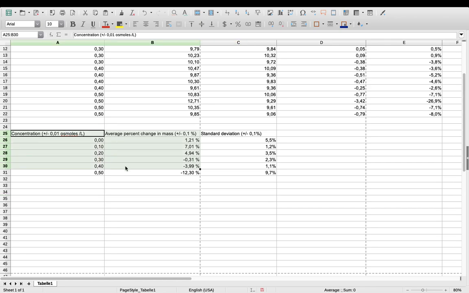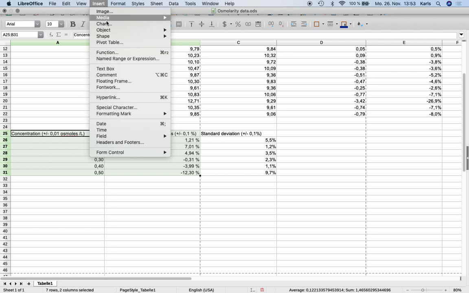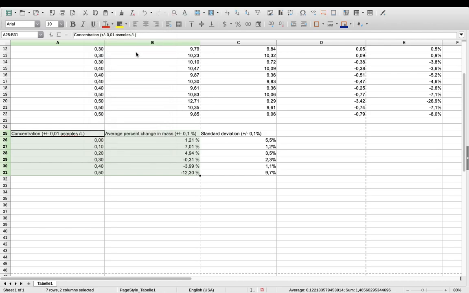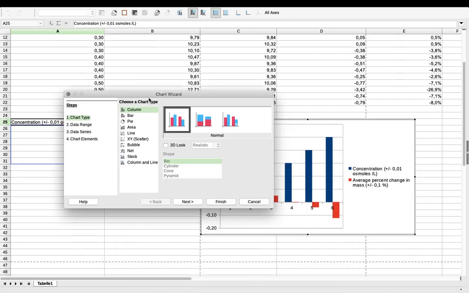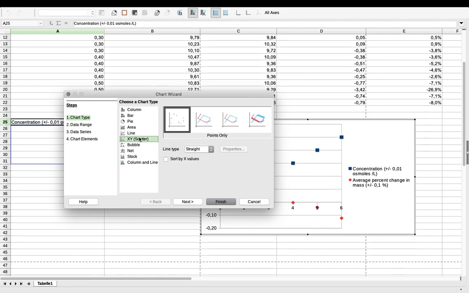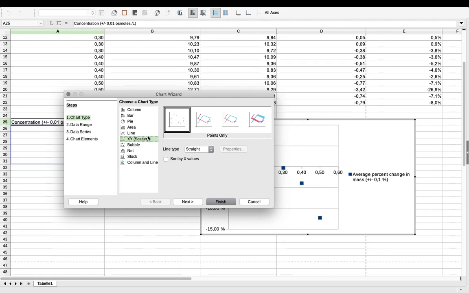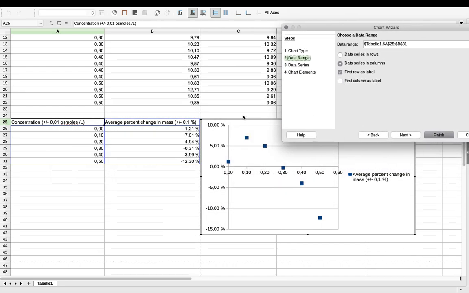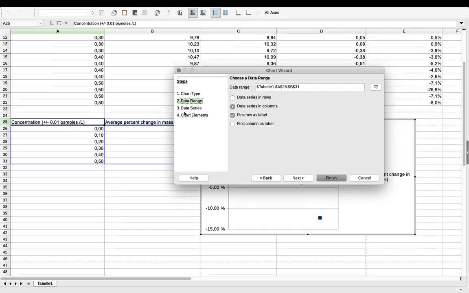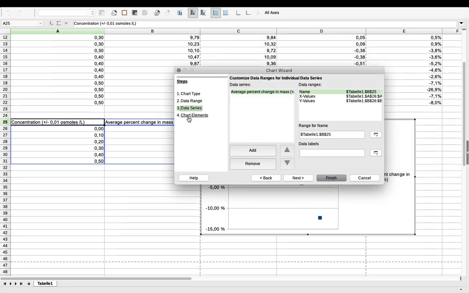So right now I just want these values to make what's called a scatter plot. So I'm going to insert the chart. And, oops, be sure not to use a line chart, even though these look very similar. They function differently. So this is what's called an XY scatter. The data ranges, it's usually pretty good at figuring out on its own. That looks about right. The data series are also correct.